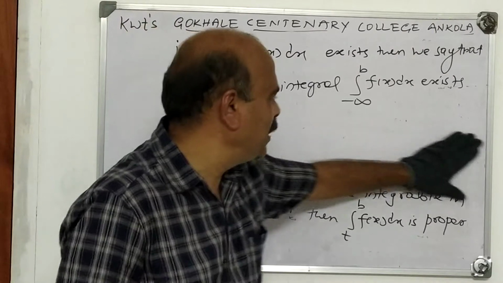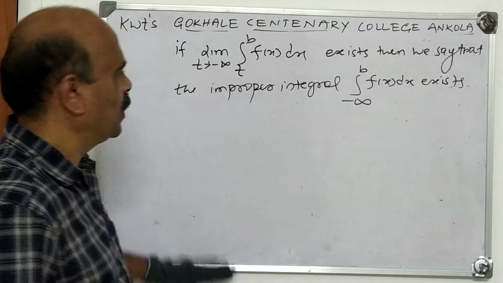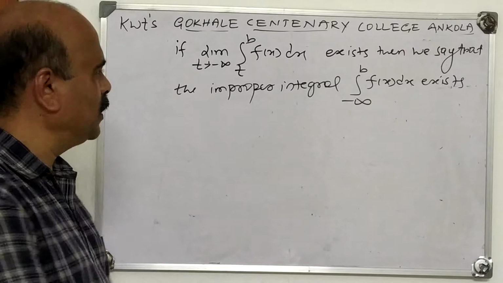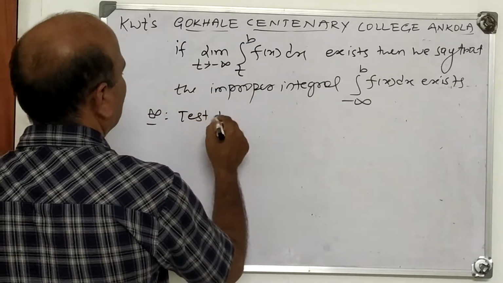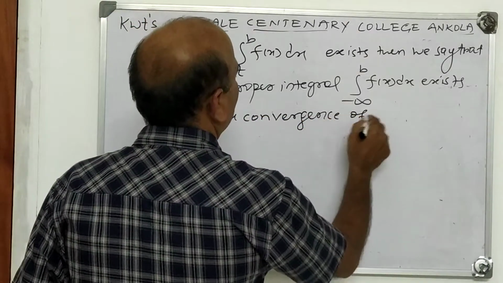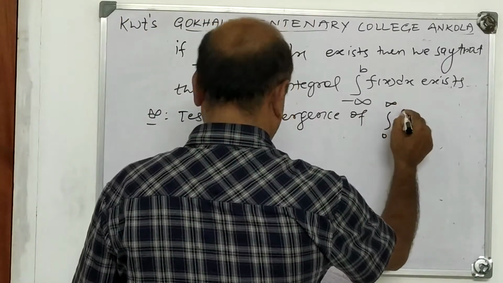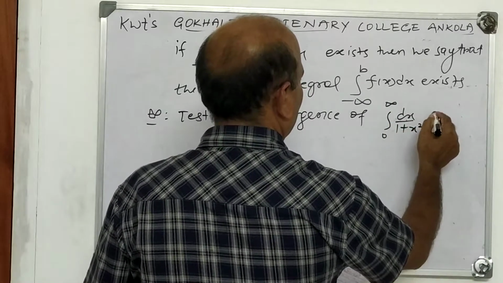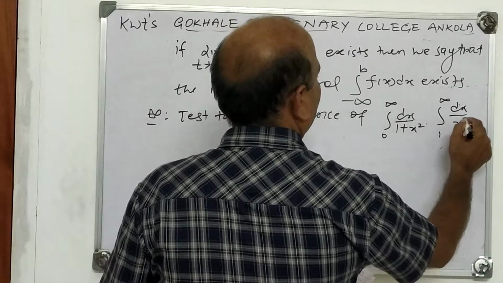So if you understand the definitions, then you can easily solve the problems. Now the first type of problems are based only on definitions. I consider examples also. Example: test the convergence of the following. Problem 6. First problem is the integral 0 to infinity dx by 1 plus x square. Second, the integral 1 to infinity dx by x square.